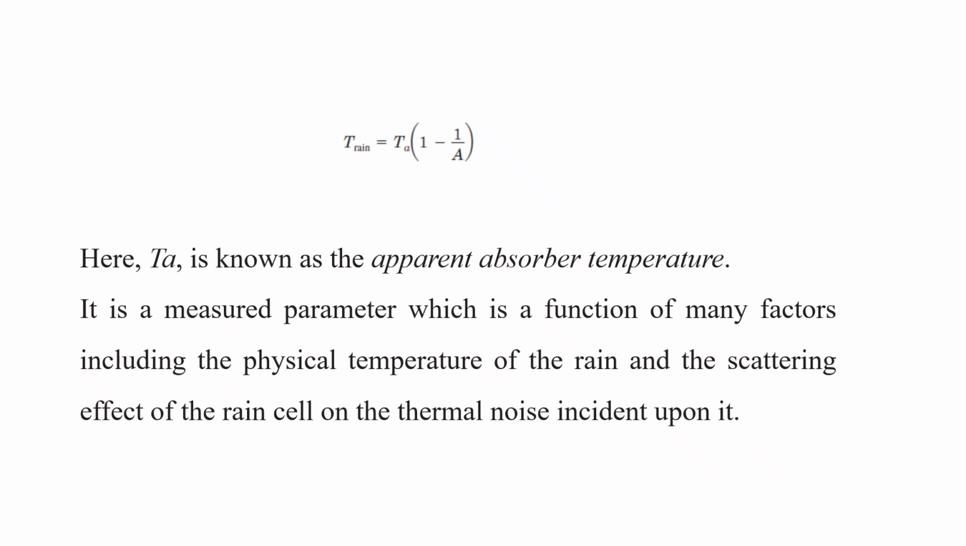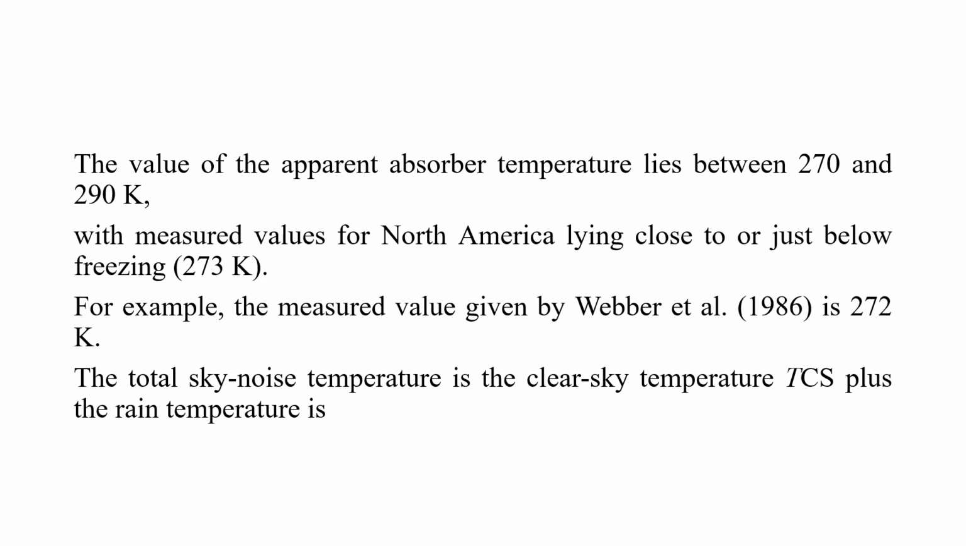It is a measured parameter which is a function of many factors, including the physical temperature of the rain, the scattering effects of the rain cell and the thermal noise incident upon it. The value of the apparent absorber temperature lies between 270 and 290 degrees Kelvin, with the measured values for North America lying just below the freezing point of 273 Kelvin. For example, the measured value given by Weber in his paper is 272 Kelvin.